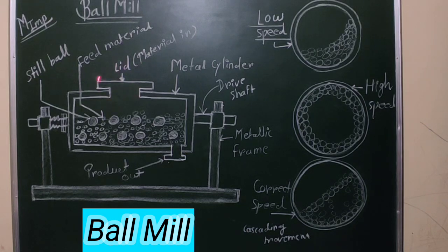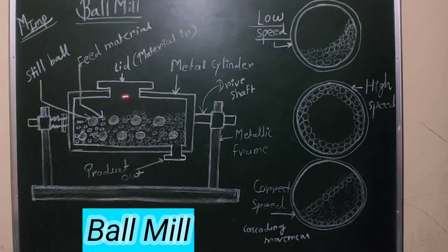This metallic cylinder has one opening on the top and one opening at the bottom. The top opening is for the material in, to pour the material which we have to size reduce, and the bottom opening is to collect the size-reduced material, which we call the product out.